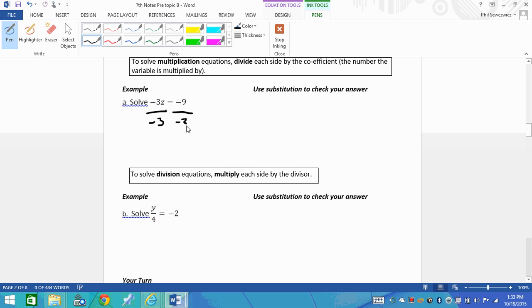Now notice we're using our fraction bars for division. Notice it's not about changing the sign, because what is negative 3 divided by negative 3? It's 1, and that's what we want. We want 1z. Now again, we don't put the 1 in there, we just put the z itself. And now we can see negative 9 divided by negative 3 is 3.